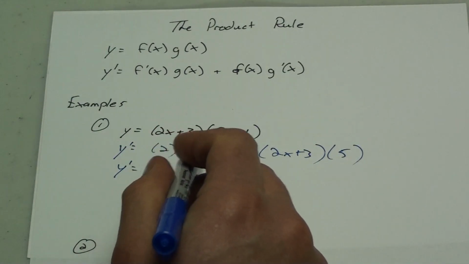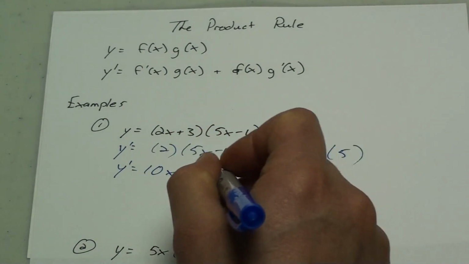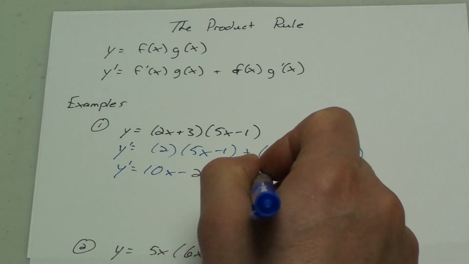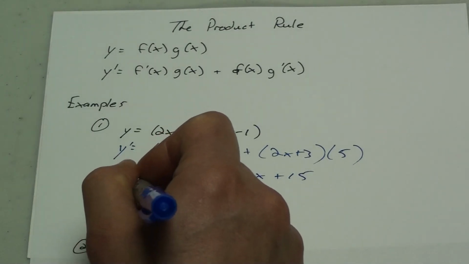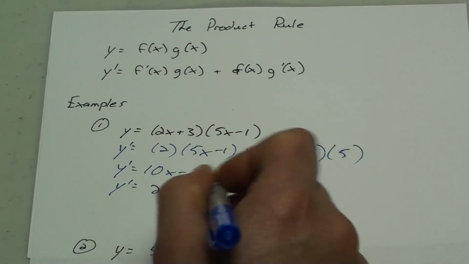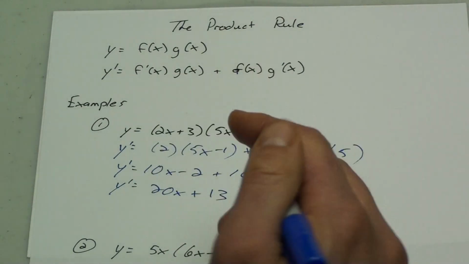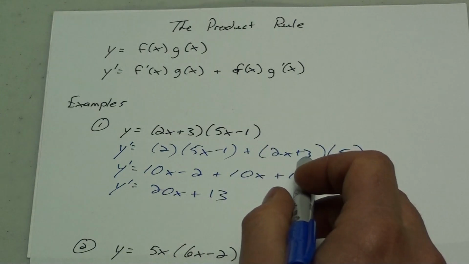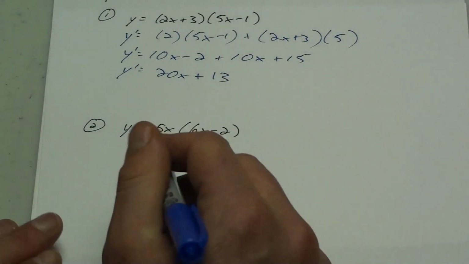I can multiply this 2 into the 5x minus 1, which will give me 10x minus 2. I can multiply this 5 into the 2x plus 3, which is going to give me 10x plus 15. Collect like terms: 20x plus 13. Okay? So derivative of the first, original of the second, plus original of the first, derivative of the second. Following that pattern again.